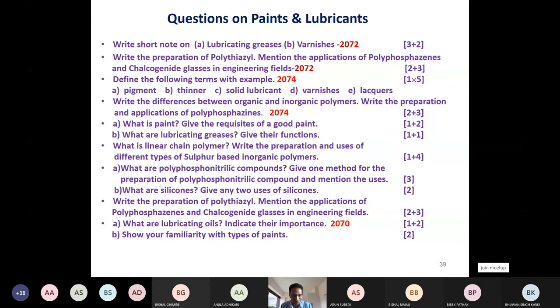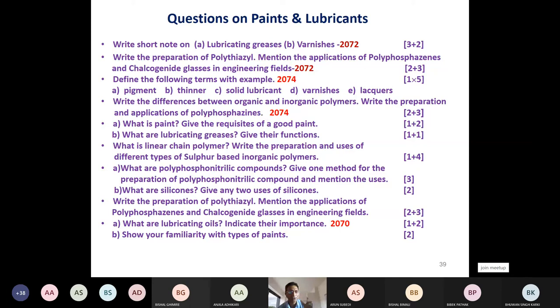Then again, the preparation of polythiazyl. Then polymeric sulfur nitride is the longer name. Then it is called polythiazyl, and mention the application of polyphosphazene and chalcogenide glass. Important: silicone, polyphosphazene, polythiazyl. And what are lubricating oils, indicate their importance, and show your familiarity with types of paint. In this case, give an account of solid lubricant. In what cases do we have to use grease?